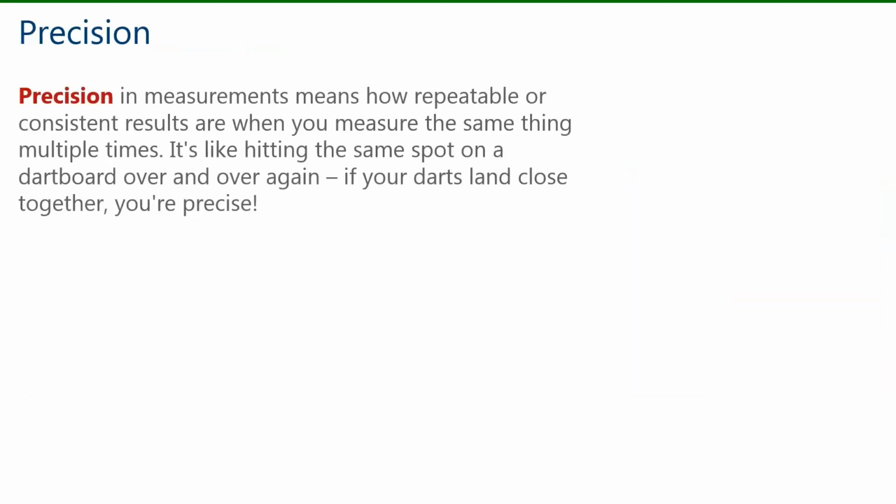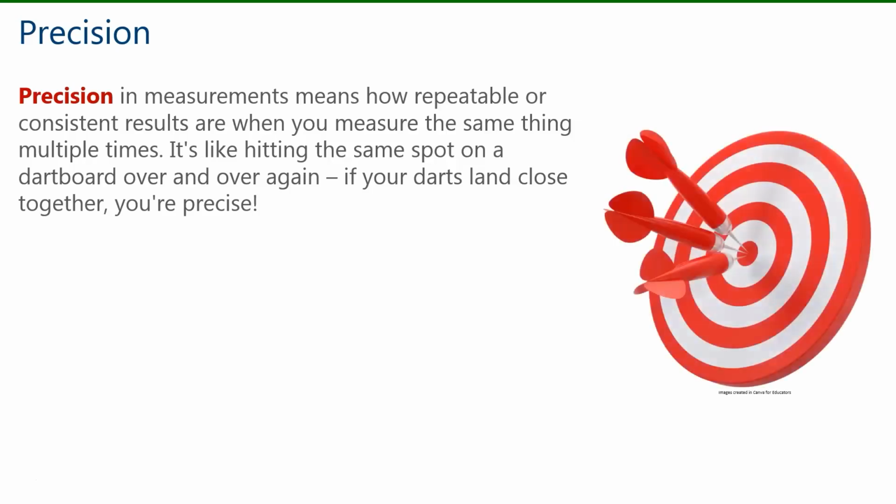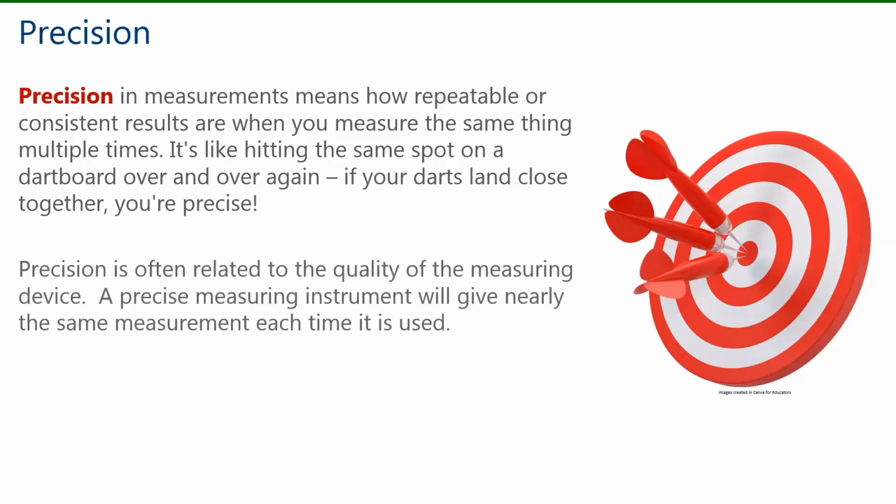Now let's look at precision. Precision in measurements means how repeatable or consistent results are when you measure the same thing multiple times. It's like hitting the same spot on a dartboard over and over again. If your darts land close together, you're precise. Precision is often related to the quality of the measuring device. A precise measuring instrument will give nearly the same measurement each time it's used.